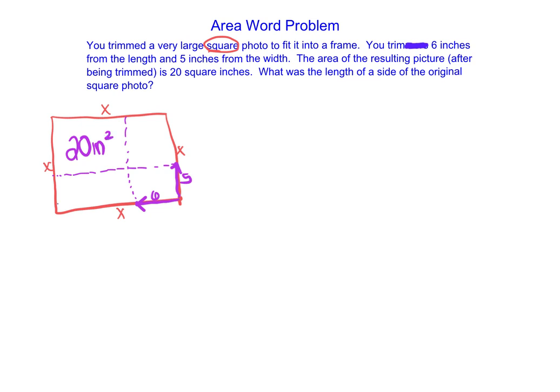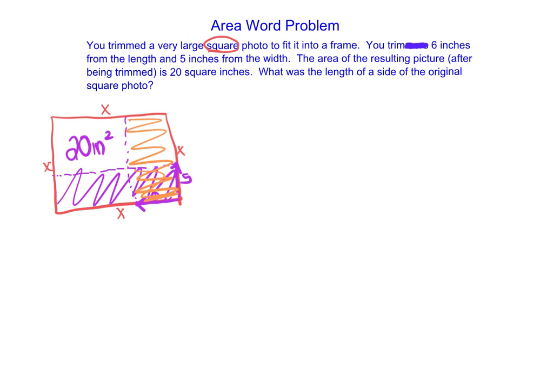So we trim 6 inches off on this side, and then we trim 5 inches in a different color off on this side, and we're left with that 20 inches squared photo off to the side that is left. So that's how we trimmed it. Now it's asking, what is the length of a side of the original photo?